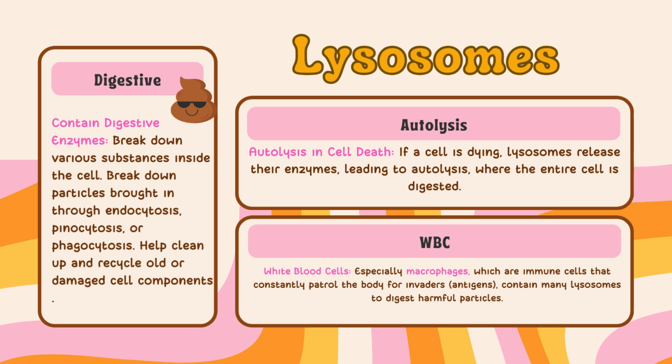So autolysis is when a cell is dying, lysosomes release everything and they just digest the whole entire cell. Keep in mind that white blood cells, especially macrophages, have a lot of lysosomes.